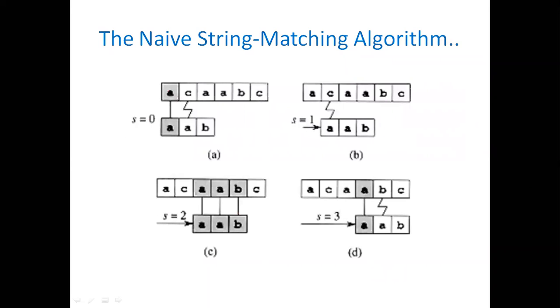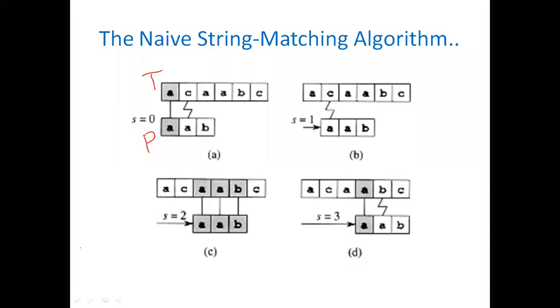So initially, this is the text. This is the pattern which we are searching for here in the text. Initially, there is no shift, s equal to 0. We start matching the first character with the first. But there is no match of the second character in both. In the text, the second character is C. In the pattern, the second character is A. So there is no match.